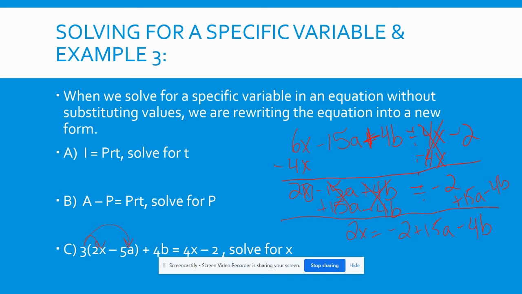Our last step to get x alone is divide by 2. And remember, we have to divide all terms by 2. When we do that, these two simplify to just x. Negative 2 over 2 is negative 1. 15 halves I cannot divide evenly or reduce, so we're going to leave that as 15 halves a. And then 4 divided by 2 is 2b. And so this would be solving for x.